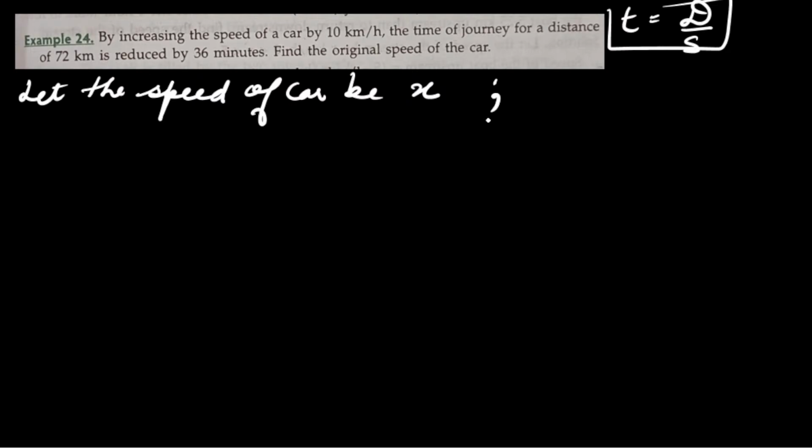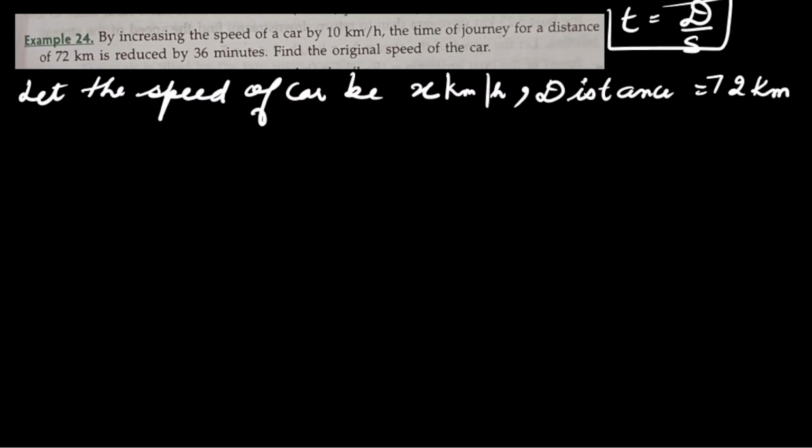Another thing, what is given to us? Distance of 72 kilometers. So distance is given to us, distance is 72 kilometers. From units you have to actually understand always. The unit of speed is kilometer per hour, so here I am just writing kilometer per hour. The unit of distance is kilometer, it's given to us in kilometer only. So x kilometer per hour I have just assumed as the speed. So the original speed we have to find.